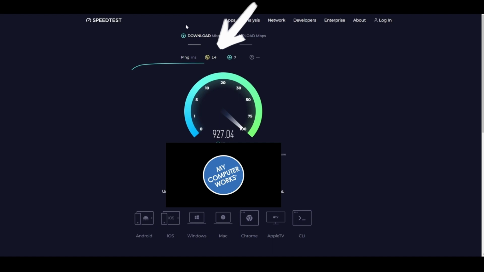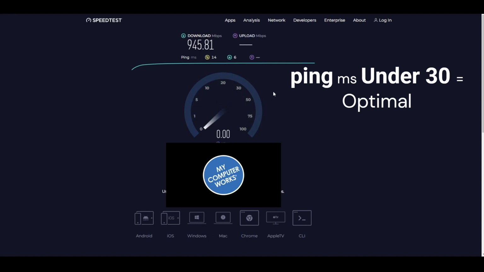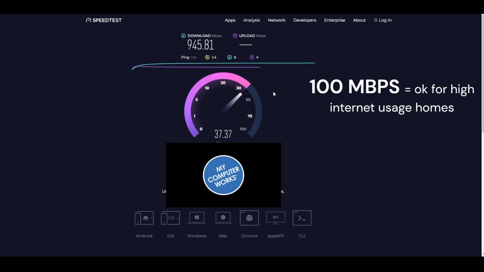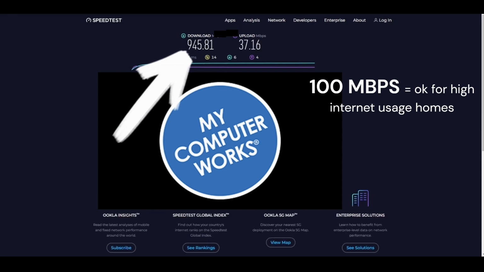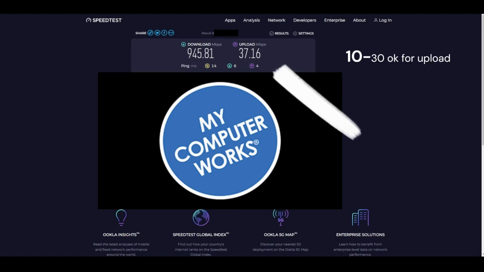For Ping in milliseconds, this is how long it takes for your computer to send out data, make a connection to servers on the internet, and then send data back to you. With that number, you want it to be low, because that means your computer is communicating quicker with the servers across the internet. So below 30 in the ping would be considered optimal. For download, anything 100 megabits per second or higher is considered acceptable for high internet usage homes. And an upload speed of 10 to 30 Mbps would also be considered optimal for upload.